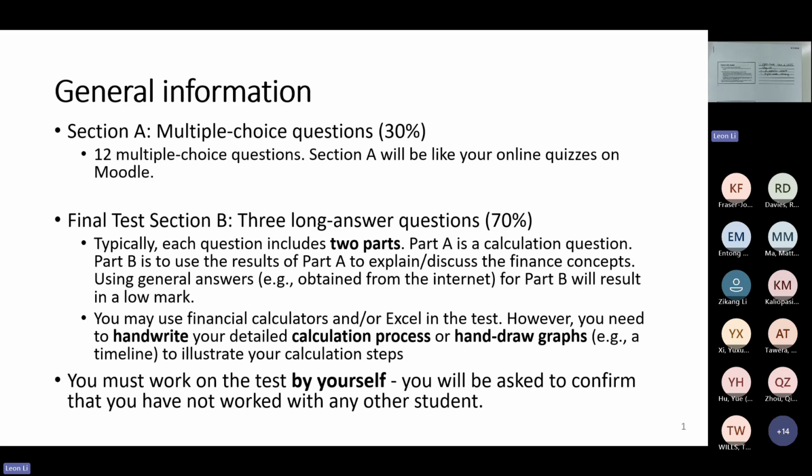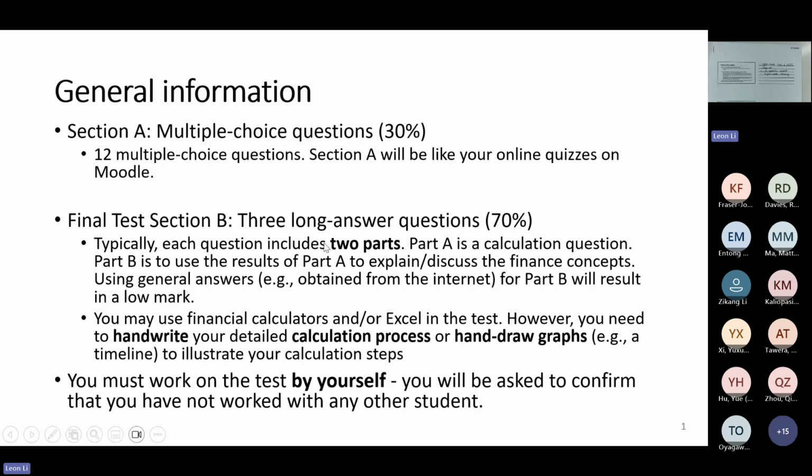I like to use this lecture to provide some tips for your test 2, particularly the 3 long answer questions in session B. This is general information. Session A, multiple choice questions, I think this part should be relatively okay for our students. So in today's lecture, I like to focus on session B, the 3 long answer questions.